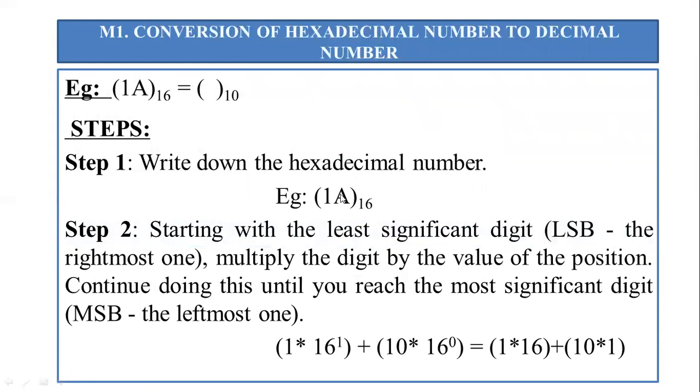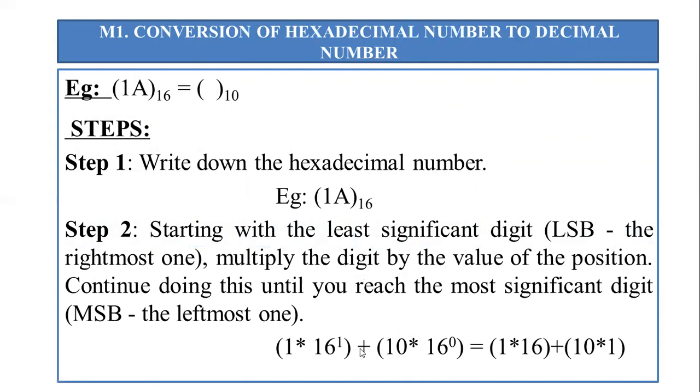One has to write A, and A has to be multiplied by the value of the position. So this A will have the value of the position as 16 raised to the power 0, and 1 will have the value of the position as 16 raised to the power 1. So we can write it here: A is equivalent to 10. If we write A, it means 10 in decimal.